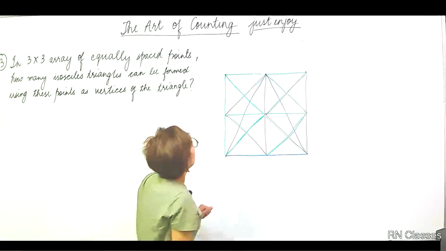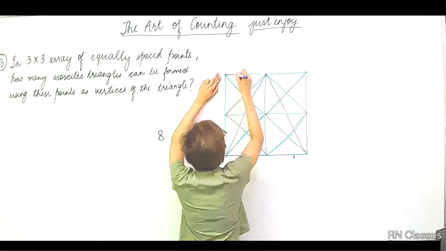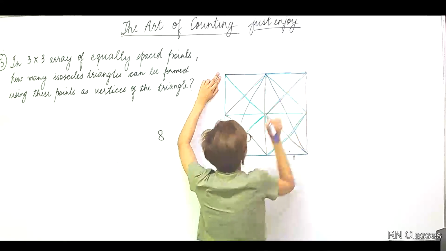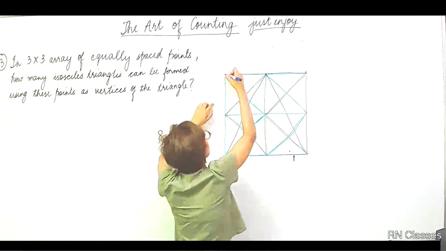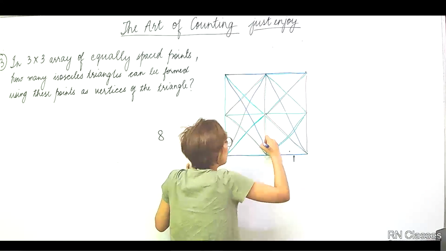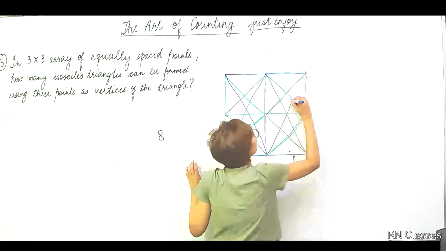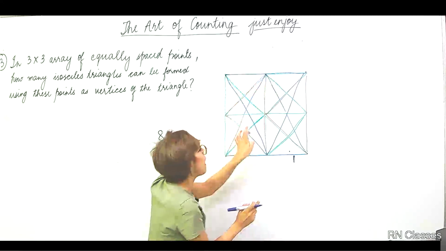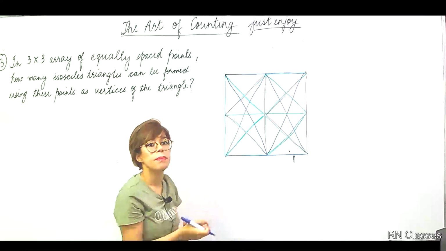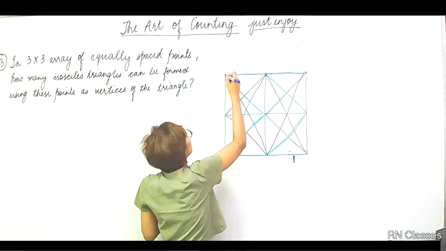Right? How about if I take this as the base? Again, and I want to have another isosceles triangle. So yes, there will be another one. Again, this is root 5, this is root 5, this is an isosceles triangle. Right? Alright, now I'll take this as the base.